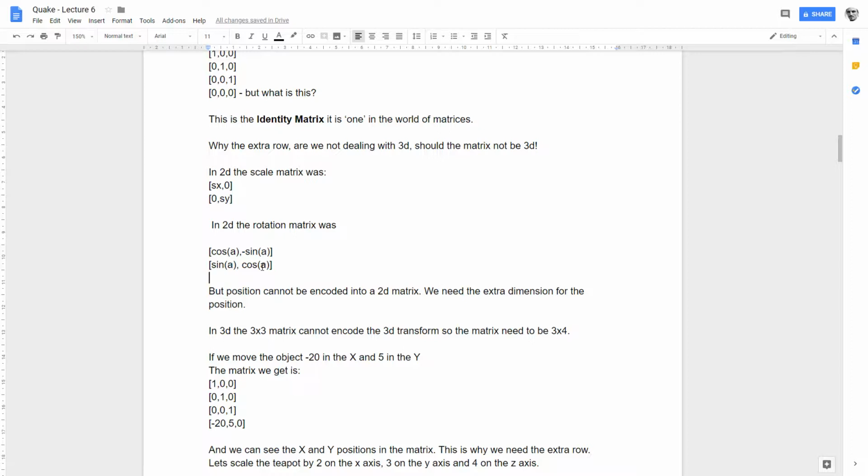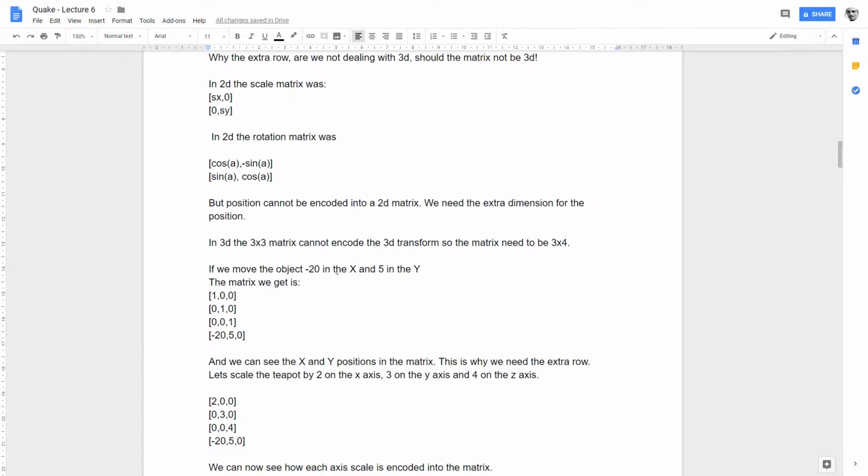So we can see how we can encode both scale and rotation into a 2D matrix, but we couldn't encode position. There was nowhere for us to put that extra, so we needed a new dimension. We needed to add a 3rd row into our 2D matrix, and it's the same in a 3D matrix. In 3D, the 3 by 3 matrix cannot encode all of the 3D transform, so the matrix needs to be 3 by 4. And we can check this by looking at the actual model.